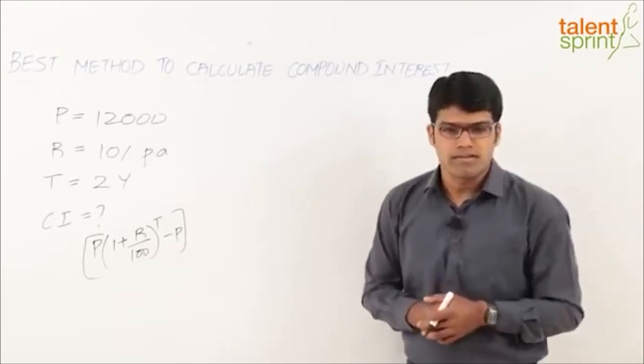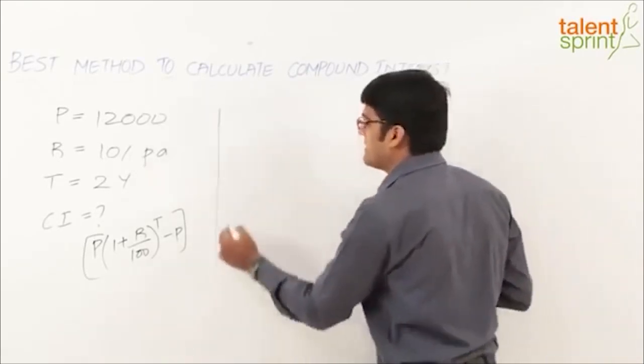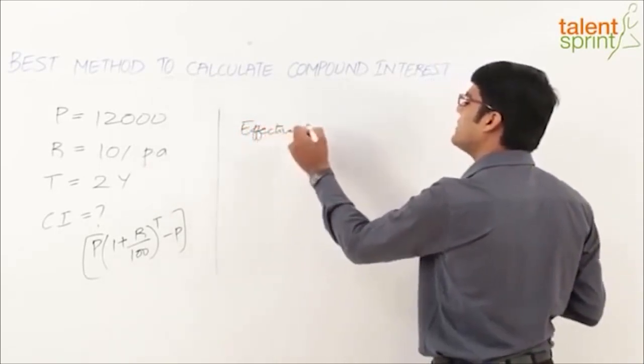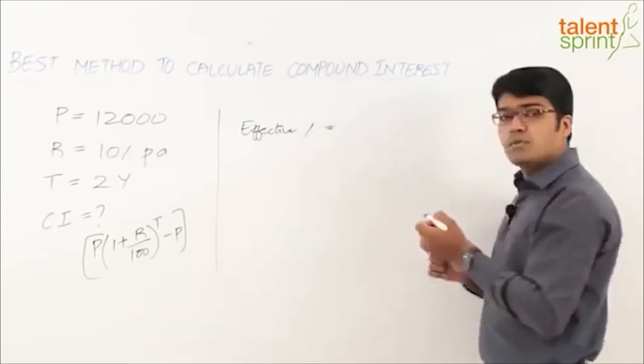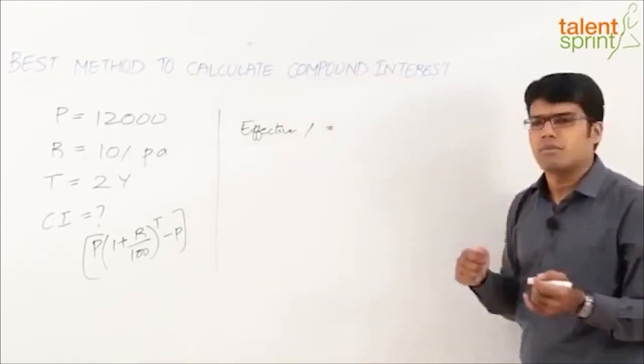So let's look at an alternate method which serves to be the best way of doing calculations related to compound interest. Now what we are going to do here is use the concept of effective percentage, right? Effective percentage is a very important application which can be useful for solving not just compound interest based questions but many other questions from aptitude, right?